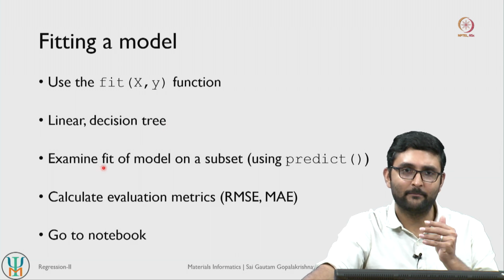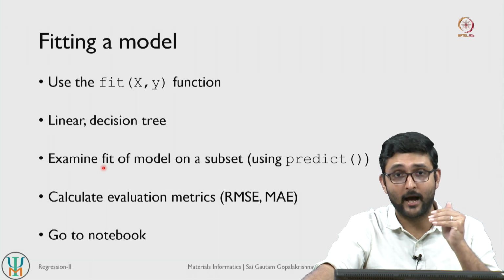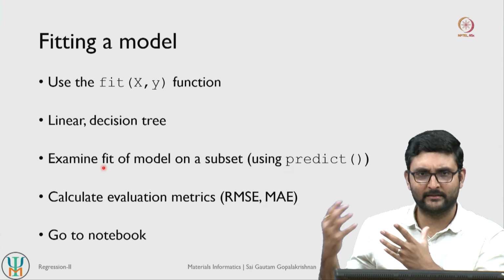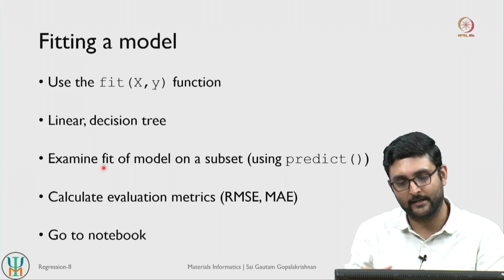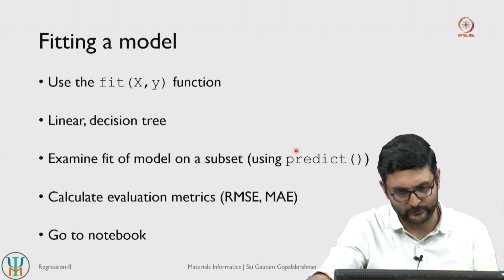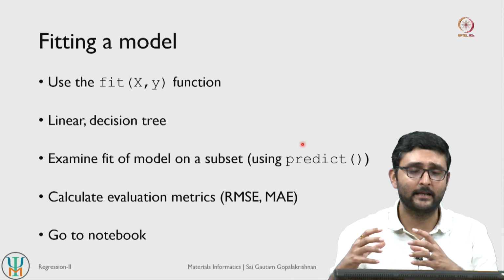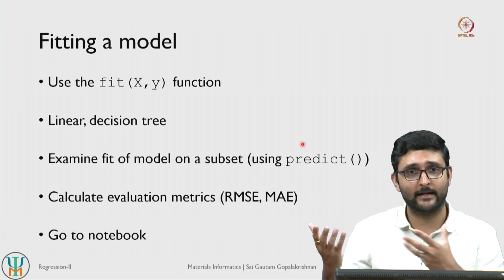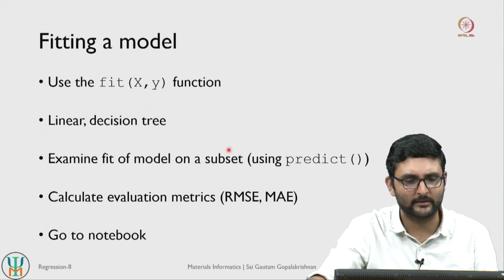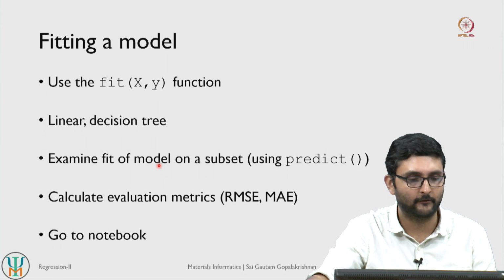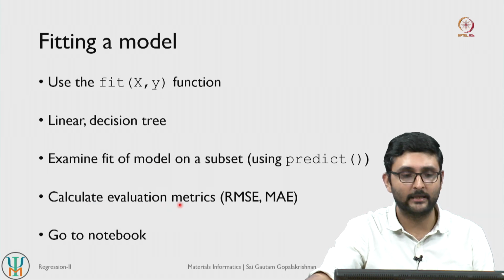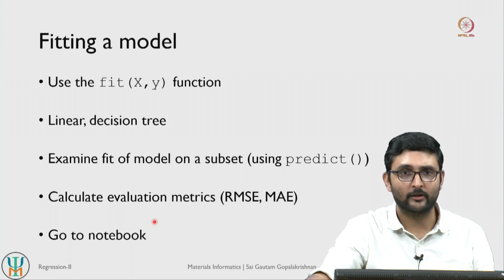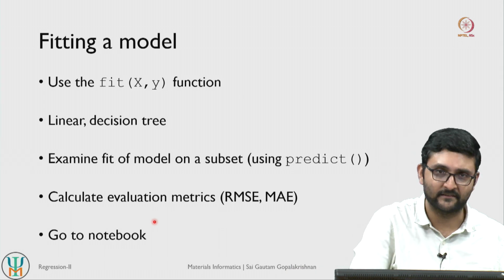If we want to examine how well the models are doing within our training set itself, the model has actually seen all the data points, but we will still need to see how good the model is on the data points that it has seen. For doing that we can use the predict function. We can pass in a subset of our training data within this predict function to see what the model is actually predicting for all the data points that it has seen already. This is often used to examine how good a fit is for the model. We will also do the evaluation metrics, so the root mean square errors and the mean absolute errors. So let's get back to the notebook and do these exercises.